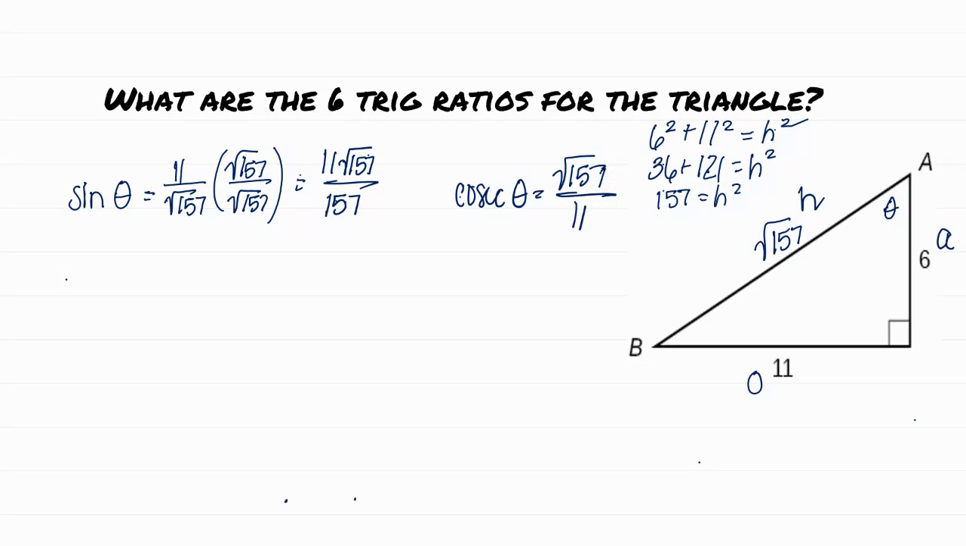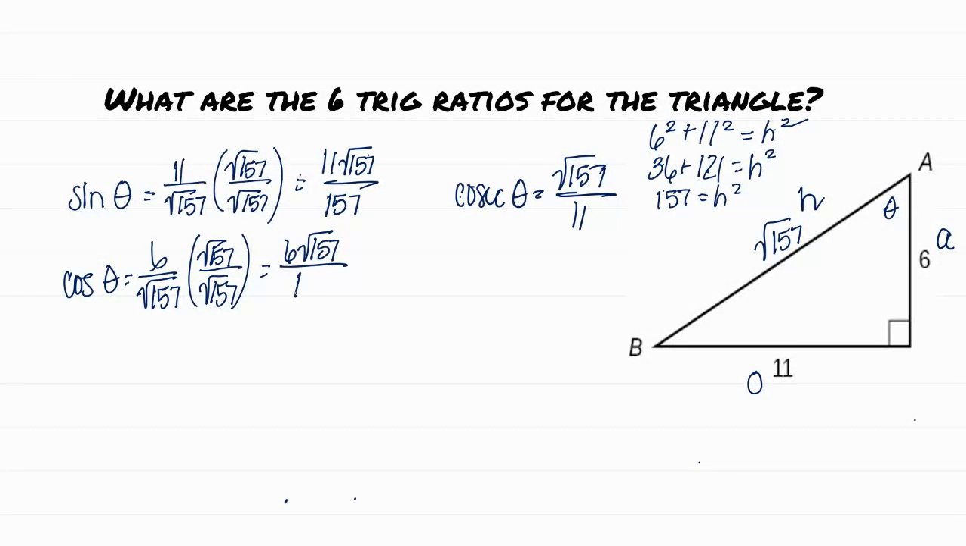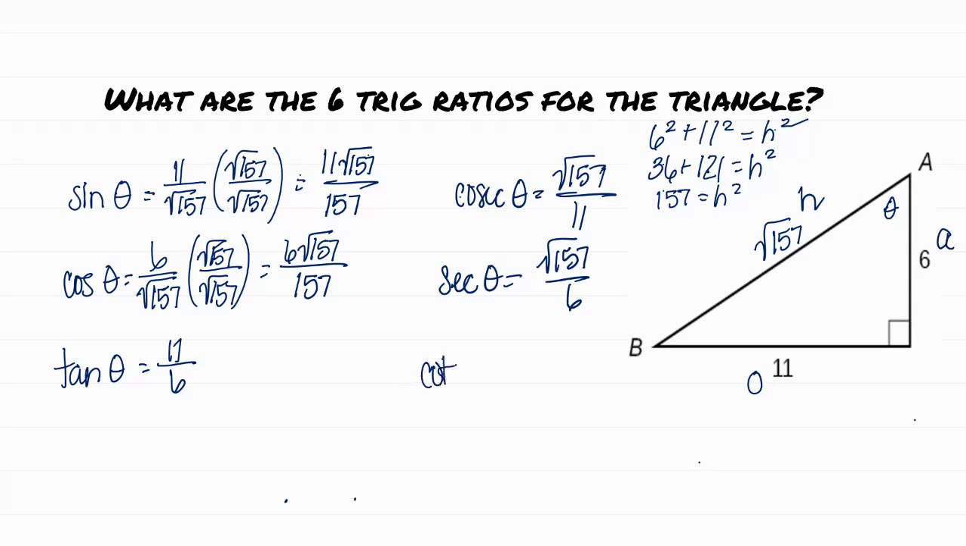Done. Then I can move on to cosine, which is adjacent over hypotenuse. Again, I have to rationalize. And I get 6 square root of 157 over 157. Now the nice thing is I can come over here and I can do secant. And I'm just going to flip that and take square root of 157 over 6. Easy enough. The last one I want to find is tangent, which is opposite over adjacent. So 11 over 6. And cotangent would be the inverse of that, which is 6 over 11.